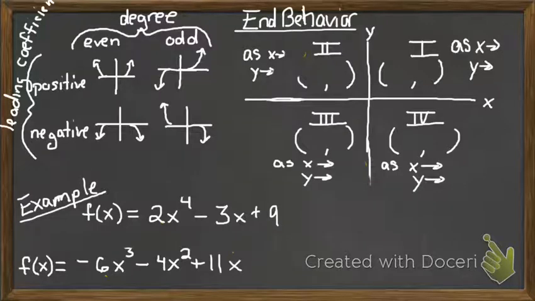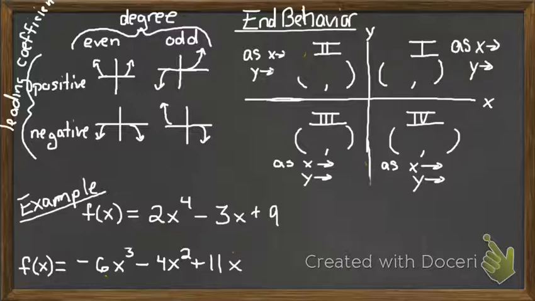Hello everyone. Now I'm going to teach you how to determine the end behavior given a polynomial. Alright, there's two things you have to focus on: the leading coefficient and highest degree of the polynomial. If you look on the left side of this board, I drew the four possible ways that your polynomial could be graphed if the leading coefficient was positive or negative, and if the highest degree was even or odd.